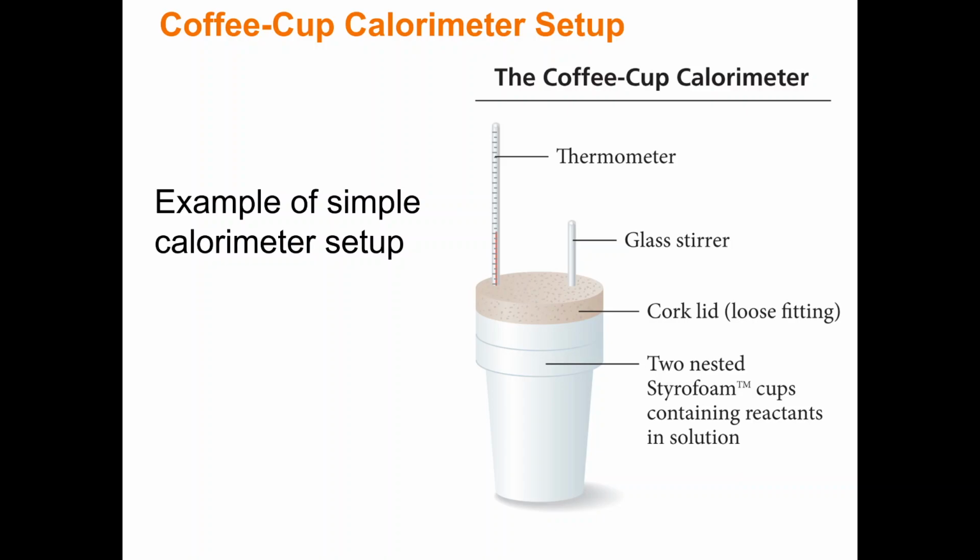For example, this is one very often used in general chemistry lab, which is just a coffee cup calorimeter. We have a thermometer used to measure the change in temperature, a glass stirrer just used to stir the mixture, a cork lid just to hold the heat in so we don't lose too much, and then two nested foam cups just to insulate it.